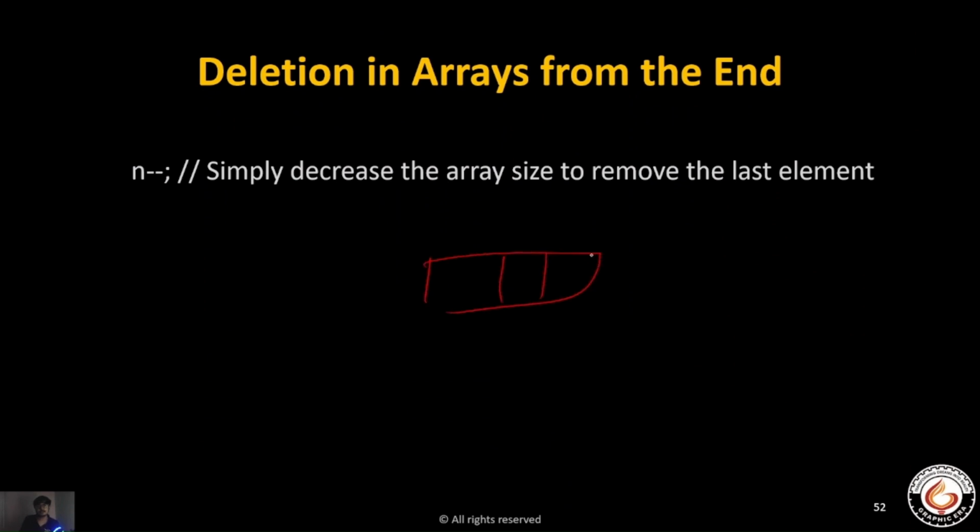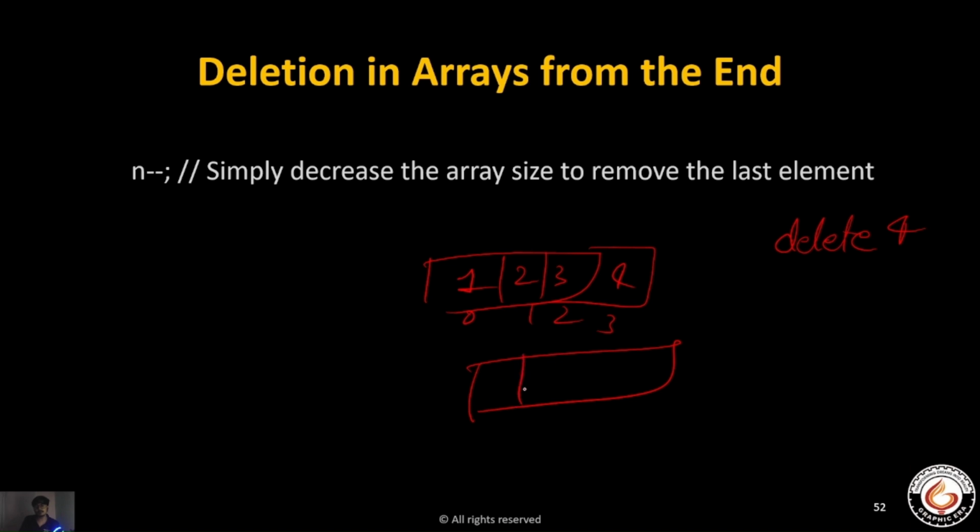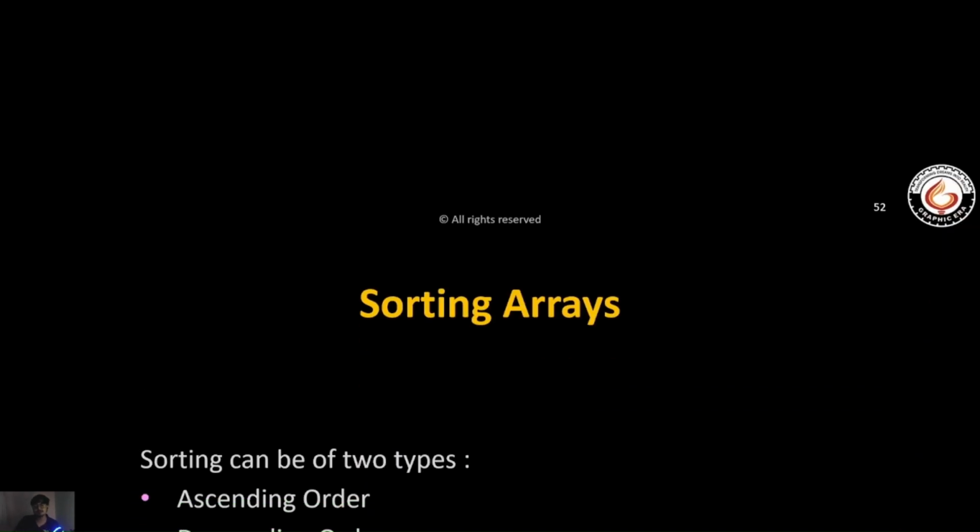Okay, now we will delete the element from the end. It is the simplest part of deletion. 1, 2, 3, 4, 0, 1, 2, 3, and we want to delete 4. So we will just decrease the size of the array. Then it will be 1, 2, 3. That's it. We have deleted the element from the end.